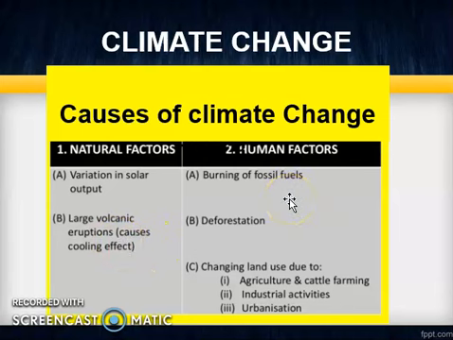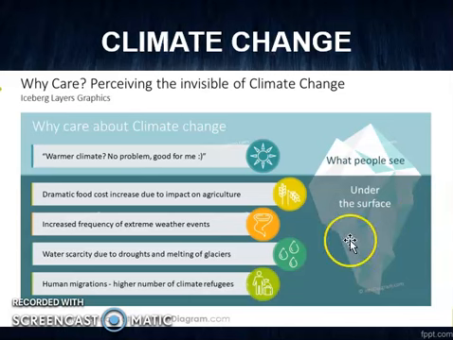The second group of factors that contribute to climate change is, the first one, burning of fossil fuel, deforestation, and the third one, changing the land use to agriculture and cattle farming, industrial activity, and lastly, urbanization. So then, let's continue our discussion about climate change.